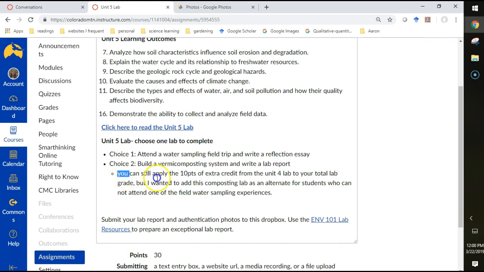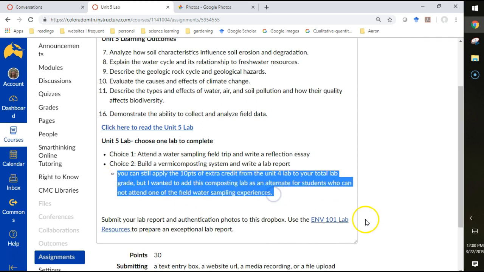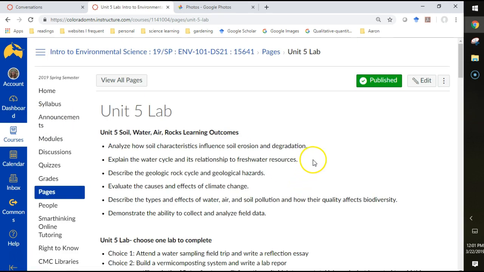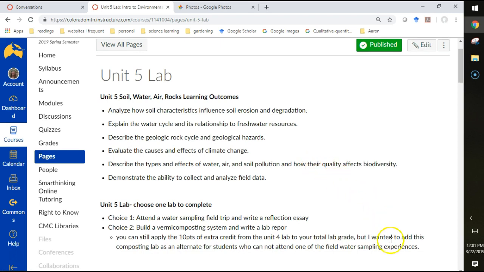I know in the Unit 4 lab I gave you an opportunity to collect extra credit, and you can apply that to any lab in the course. So remember, the lab resources page is an important one of these pages over here. And right here, we're going to click right to the Unit 5 lab.